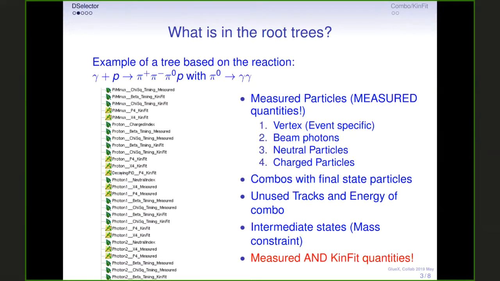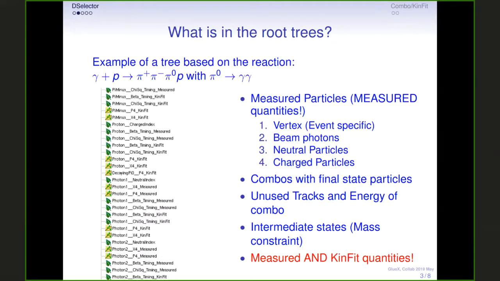And that means when you look at these lists, you find variables which have a measured at the end and others which have a kin fit at the end. If they're measured, that means these are the measured quantities. Whereas the kin fit means these are the kinematic fit results from the combo. So you will have as many kin fit variables as you have combos. Whereas for measured, you only have as many as there are neutral or charged particles given for a given event. Does that make sense?